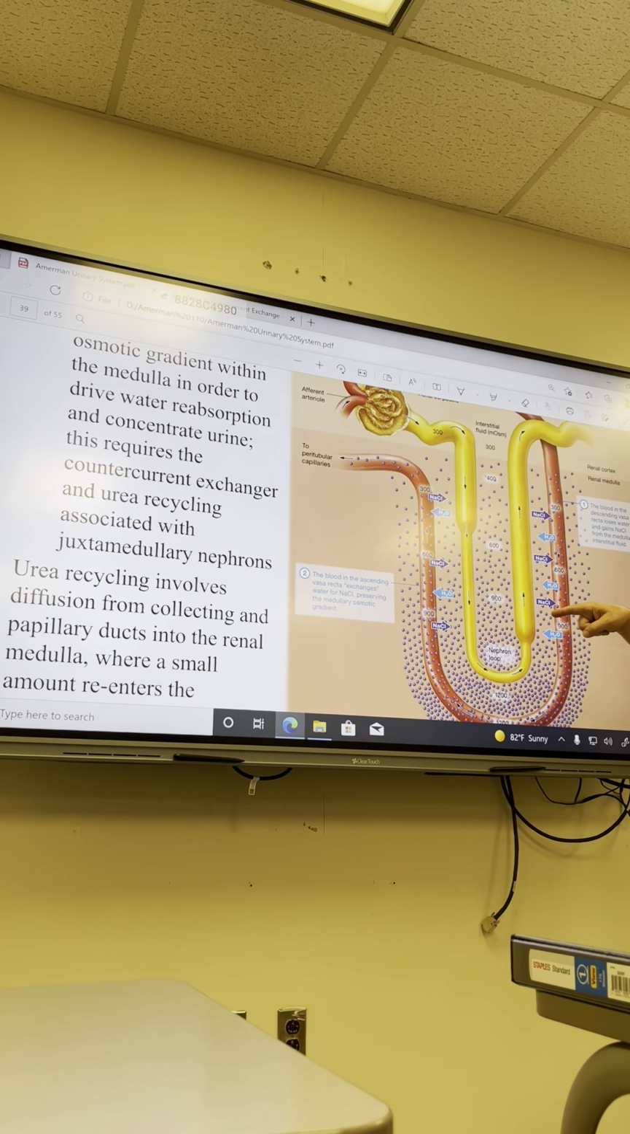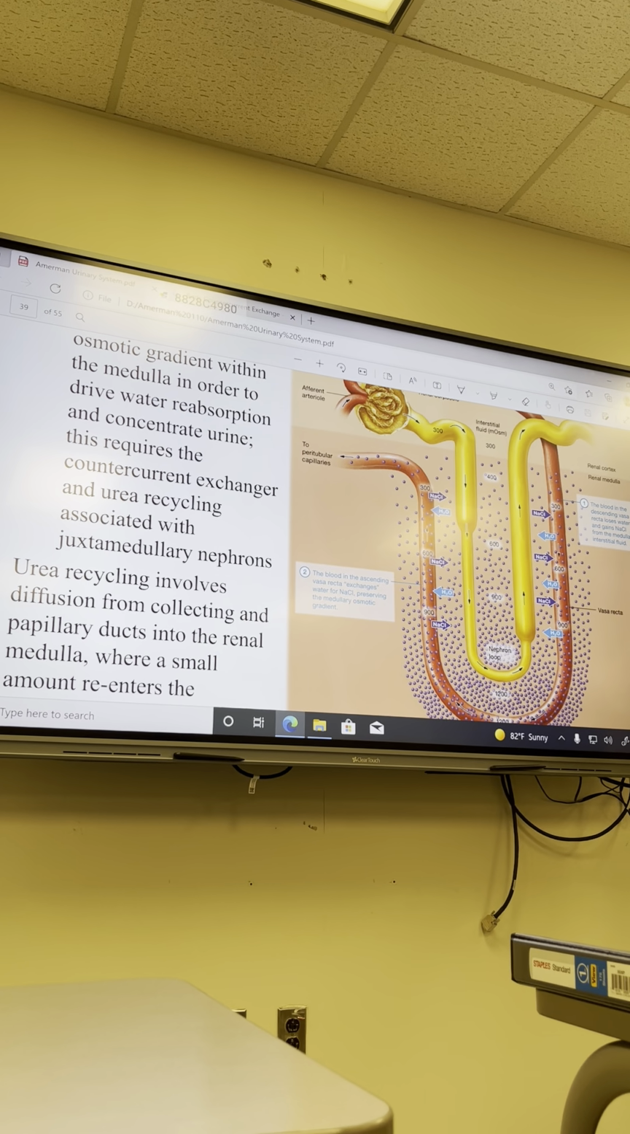As the filtrate starts to go up, what's going to happen to the concentration of the filtrate? It's going to start to become more dilute, because we're pumping out all the solutes. Which means as I go up, there's going to be less and less for the pumps to grab onto, meaning the pumps are going to pump out less salt as we go up. Because if we're pumping less salt as we go up, the concentration in the surrounding area becomes what?